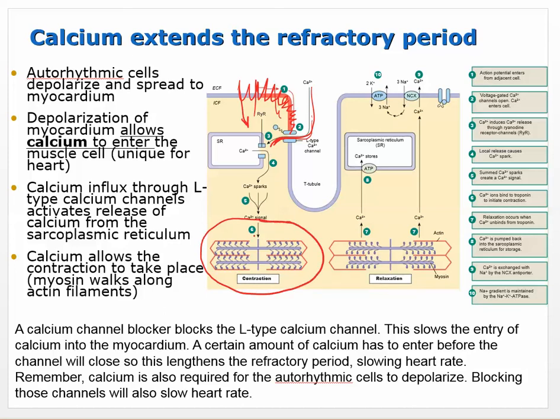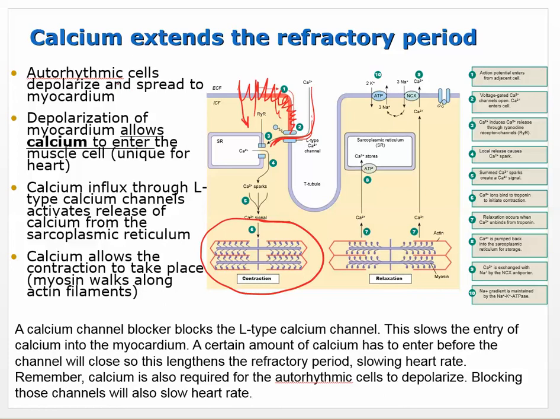and it allows the muscle contraction to take place. It allows that calcium to bind to troponin, move tropomyosin out of the way. Myosin heads walk along actin filaments. That's the way the contraction takes place. And it stays depolarized the entire time because of calcium. How many times have I said that? I hope that makes sense.